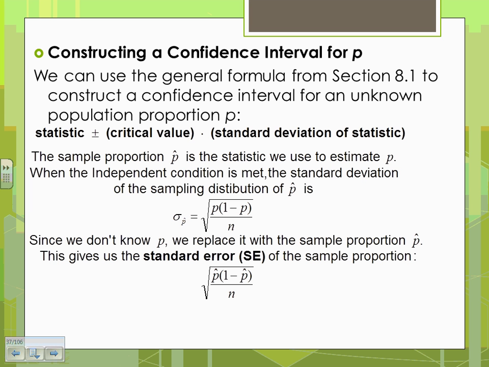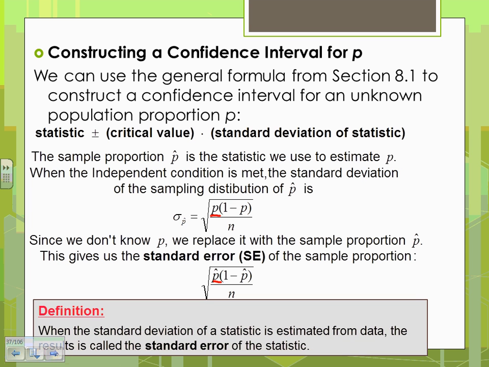So here we're going to do our p hat times 1 minus p hat over n, because we don't know p, so we can replace it with p hat. Okay? So what's left?